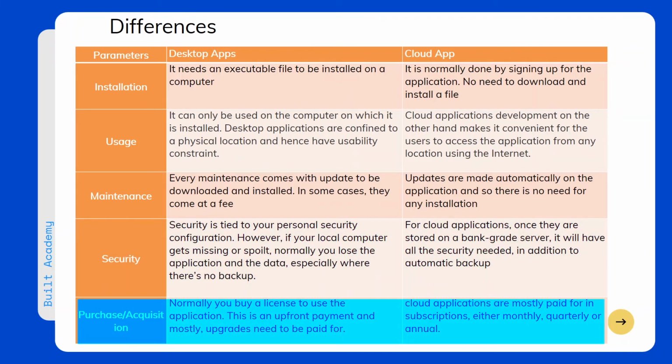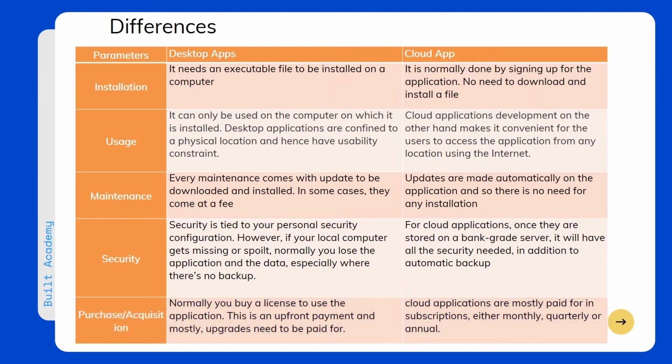When it comes to purchasing or acquiring applications, you normally would need to buy a license to use a desktop application. This is an upfront payment, and mostly, upgrades need to be paid for as well. However, cloud applications are mostly paid for in subscriptions, either monthly, quarterly, or annually. With this said, let's move on to the Built Accounting Cloud application, simply known as Built.